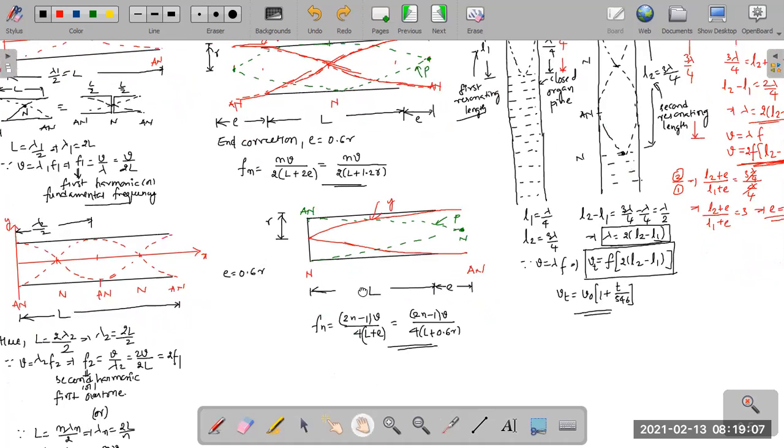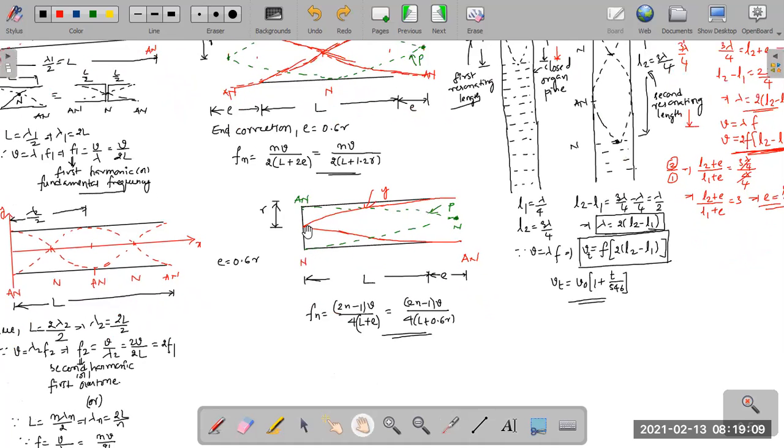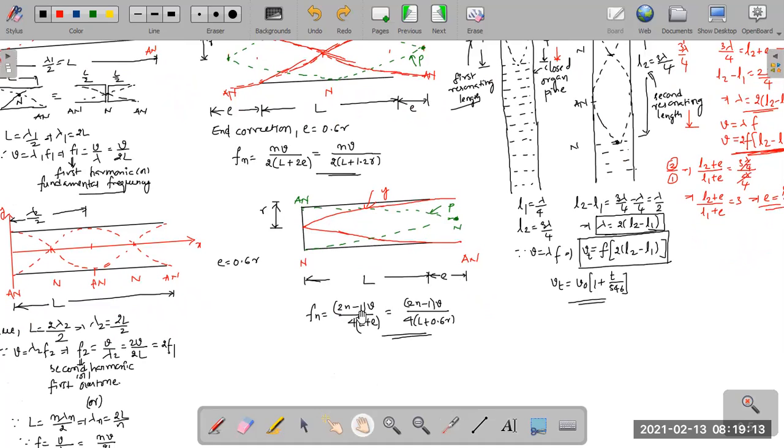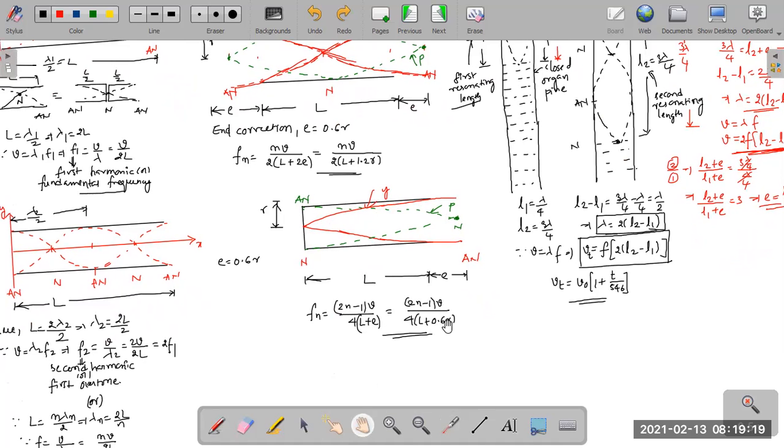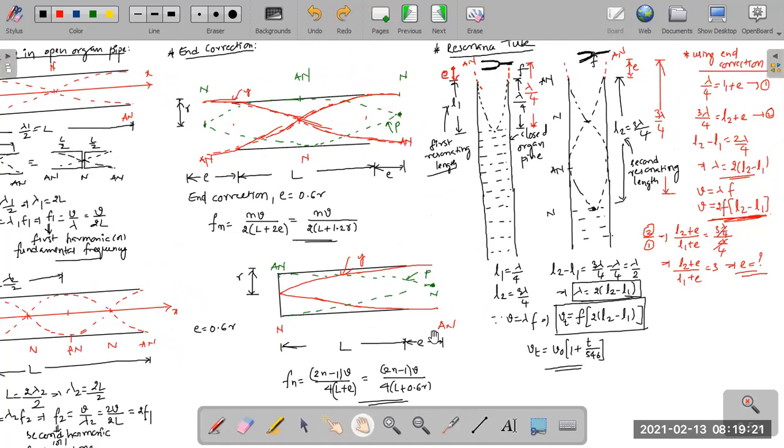Whereas if we consider a closed organ pipe, closed at one end, there will be only one end correction. So this will be (2n minus 1)v by 4(L plus e). Here you have to do the end correction only once. Did you get the point?